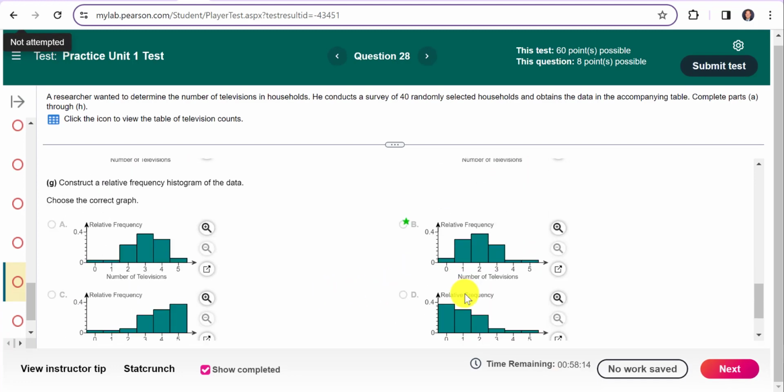And they describe this distribution as skewed right. It's obviously not quite symmetric. There's a few high TV households, so that pulls the average up a little bit. So it's a little skewed to the right.